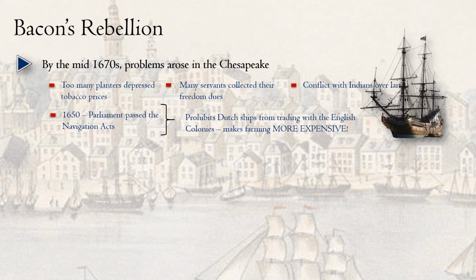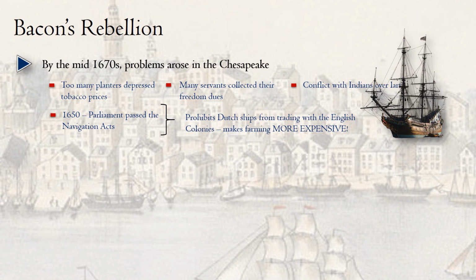So how do we deal with these problems? If you're a wealthy planter, these are certainly issues that you don't want to deal with, right? Because now you've got depressed tobacco prices. You've got all these people demanding more land to move further west, which is going to depress prices more.